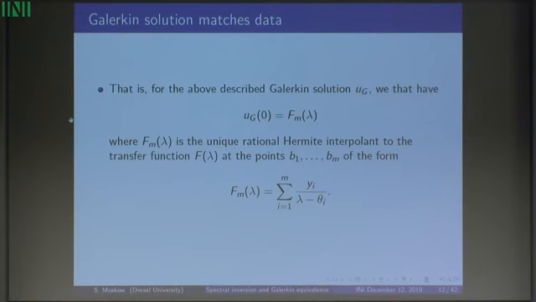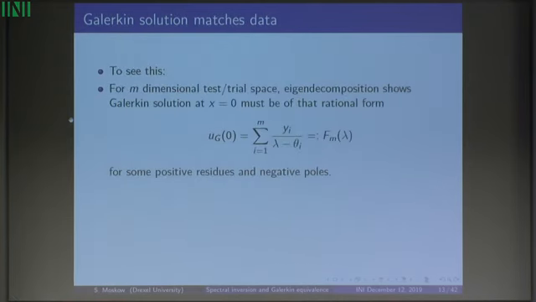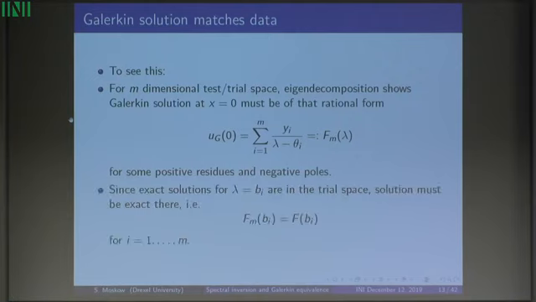And okay, so to see why this is, for an m-dimensional test and trial space, if you do an eigendecomposition of the Galerkin problem, it's just easy to do a little algebra and write down the solution, given in this form, where the theta i's are the Galerkin eigenvalues and these residues are the first components squared of the eigenvectors, or the evaluation at 0 squared of the eigenvectors. So a little algebra shows you, because this is just a square matrix equation, the Galerkin solution at 0 is given in this form.